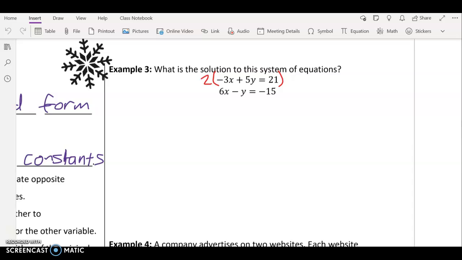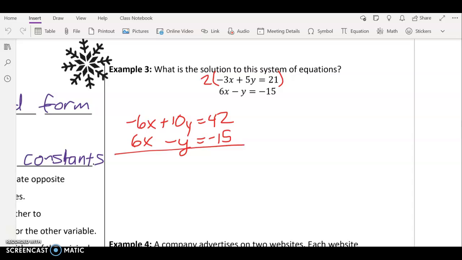So we're going to multiply the entire top equation by 2. So I'm going to get negative 6x, positive 10y equals 42. The bottom equation, remember, will stay the same. Make sure your x's and your y's line up. Now let's add the two equations together. Negative 6 and positive 6 add up to 0. And that was the point. Remember, this is called the elimination method. So we're trying to eliminate one of the variables. And we want, in this case, it to be the x's. Remember that this is actually a negative 1. So 10 plus negative 1 is 9, so 9y.